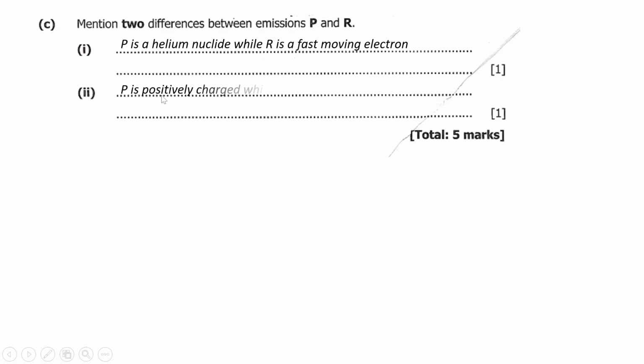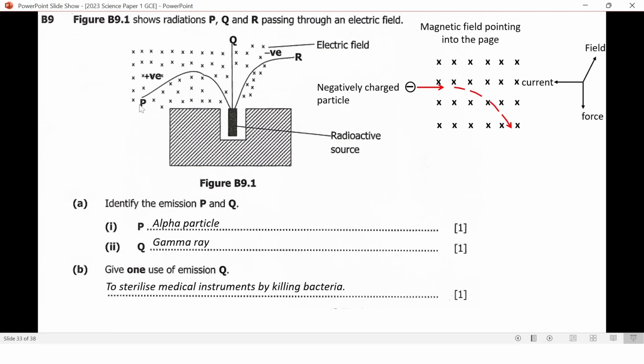Then second, P is positively charged while R is negatively charged, as you can see there. So this one is positively charged, this one negatively charged.